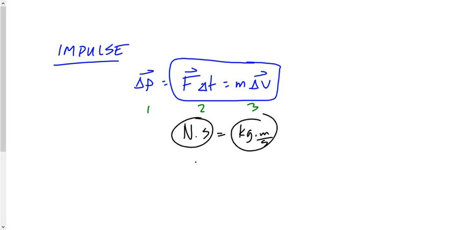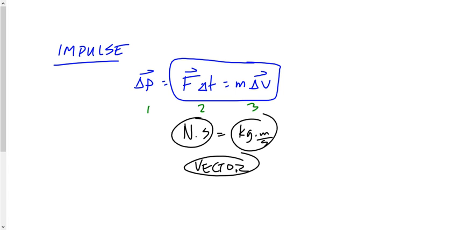And along with that, knowing that it's a vector quantity, we know that it could be a positive value or a negative value. Now, impulse is going to be a positive value if the momentum increases in the positive direction. So if you're moving to the right and the momentum increases to the right, that's a positive impulse.